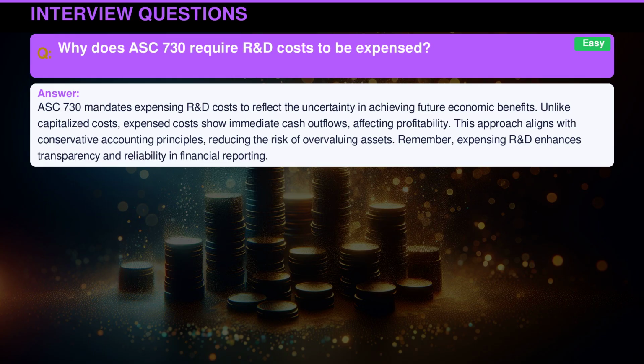ASC 730 mandates expensing R&D costs to reflect the uncertainty in achieving future economic benefits. Unlike capitalized costs, expensed costs show immediate cash outflows, affecting profitability. This approach aligns with conservative accounting principles, reducing the risk of overvaluing assets. Remember, expensing R&D enhances transparency and reliability in financial reporting.